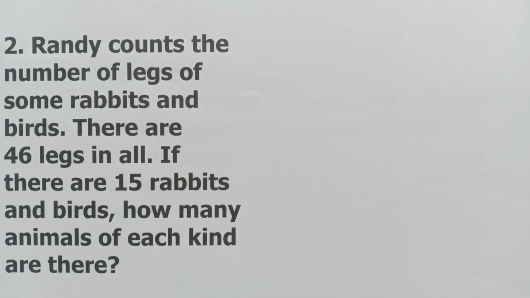Okay, let's go to problem number 2. Randy counts the number of legs of some rabbits and birds. There are 46 legs in all. If there are 15 rabbits and birds, how many animals of each kind are there?